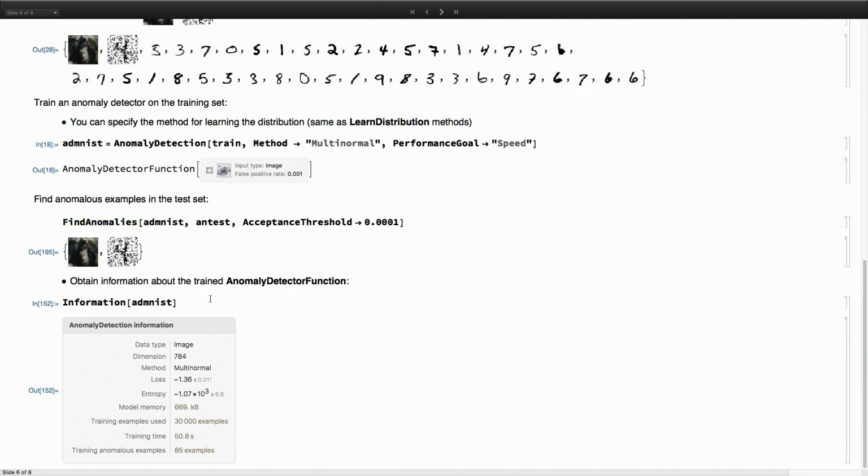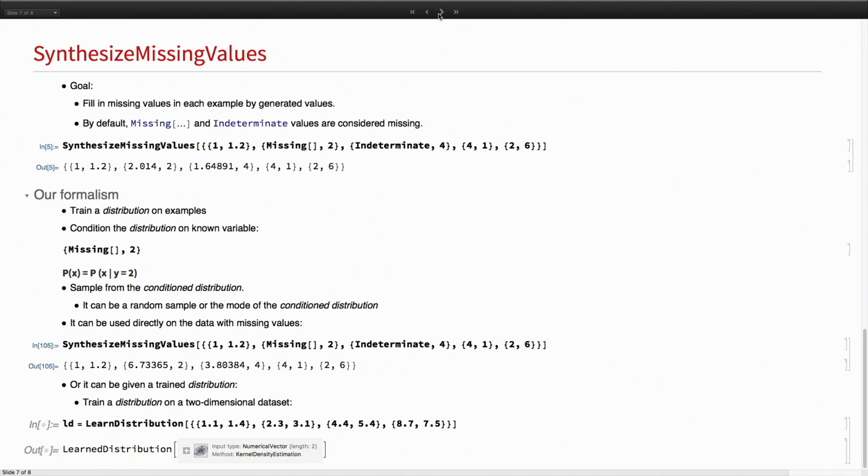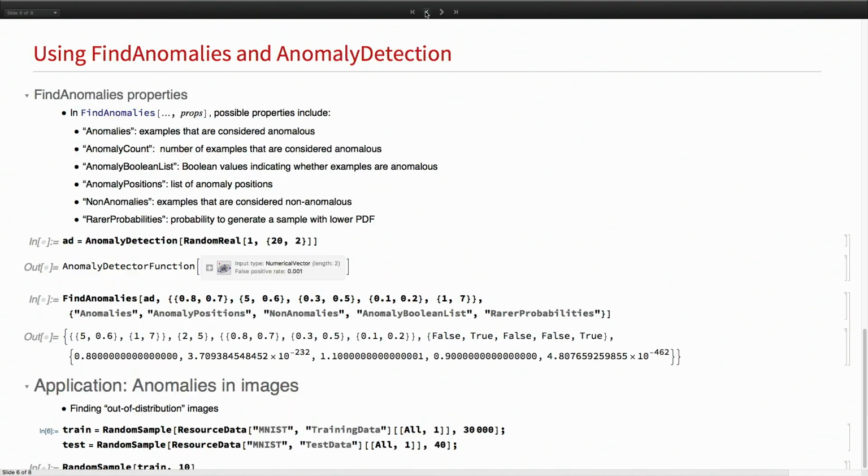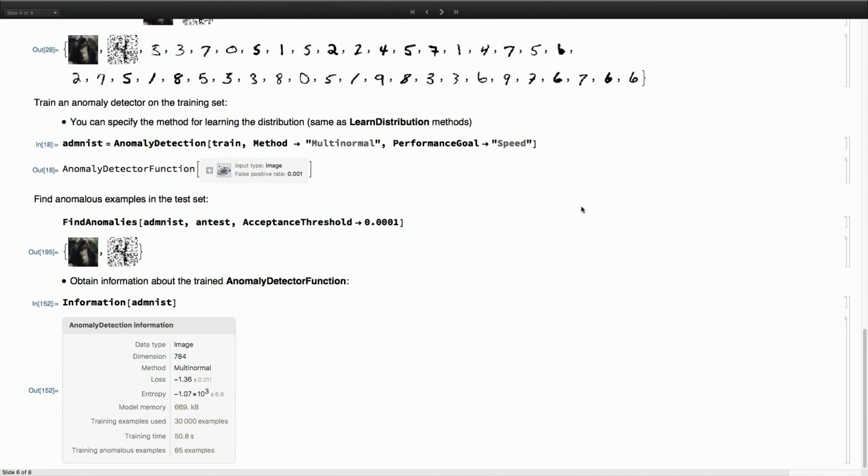You can also look at the information after training your anomaly detector function, and you can get the summary of the training process that you had. Like you can get the data type, which is image, the dimension, the method, the loss function, and so on. So this was all about anomaly detection and FindAnomalies.